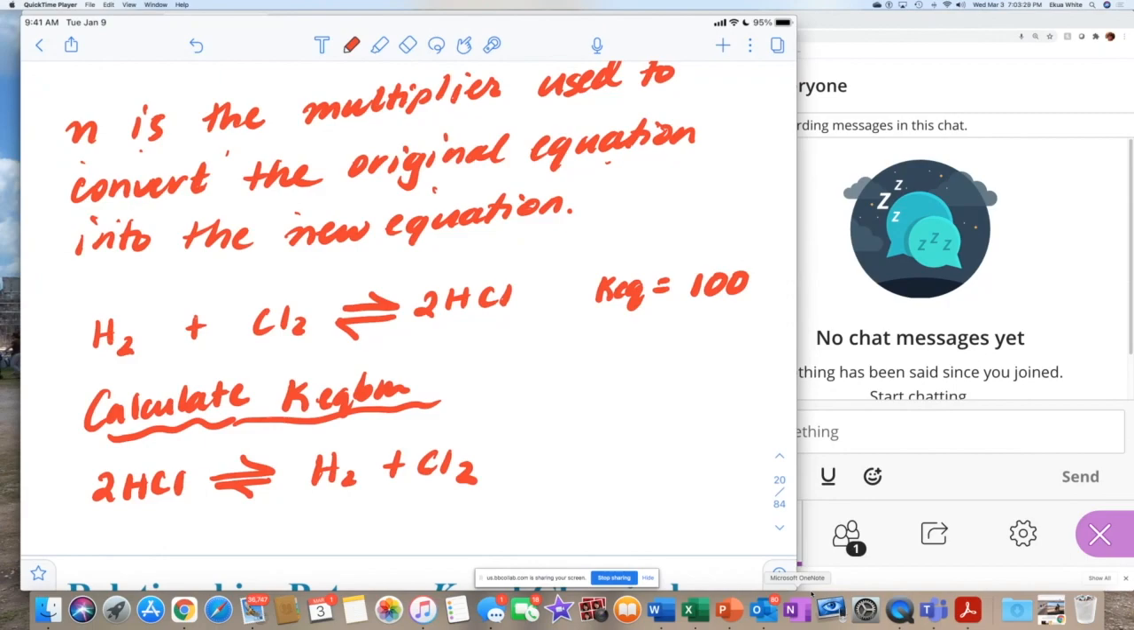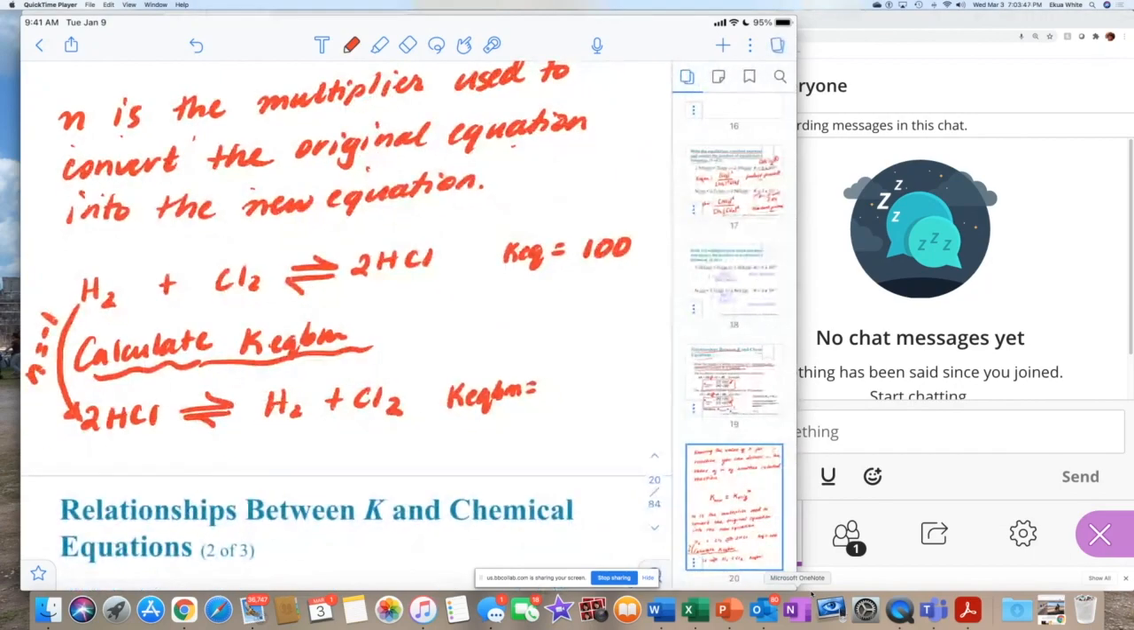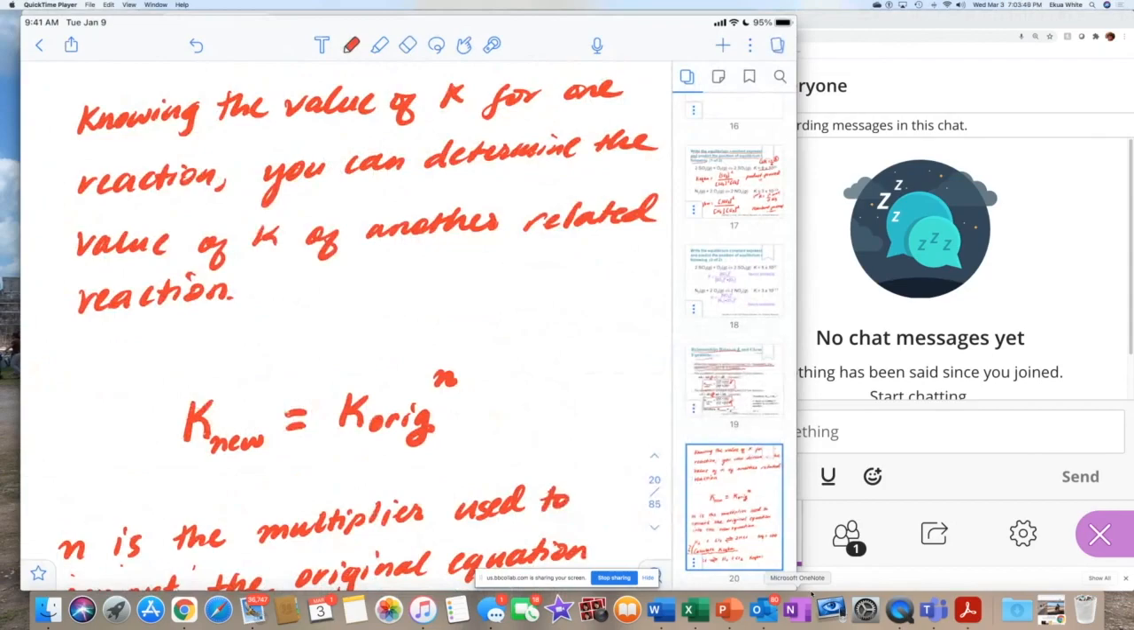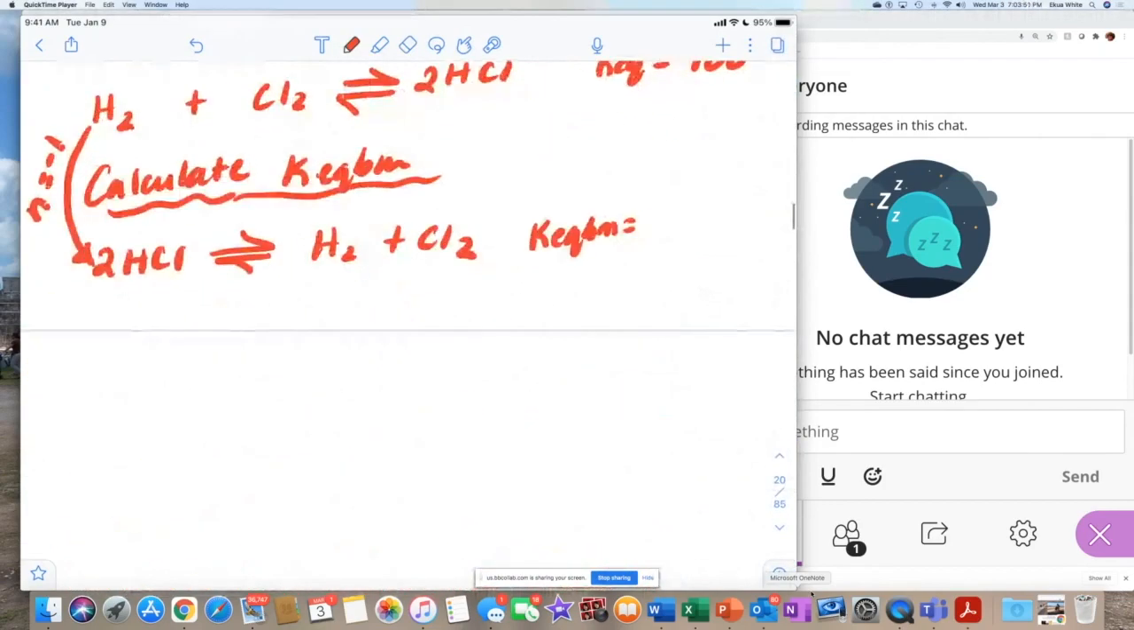So what number do I have to multiply the first equation by to get my second one? Well, -1. -1 stands for reversing. So n is equal to -1. Once I figure this out, can I solve for the K equilibrium for my second one? Yeah, according to that equation. So let me add a page here. I thought I had enough space, but I didn't.